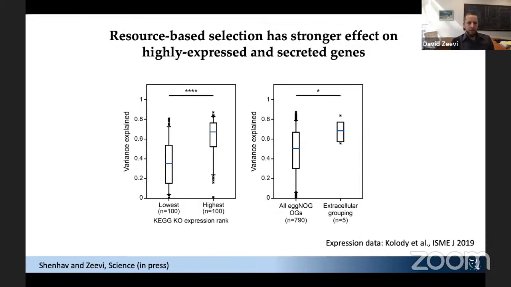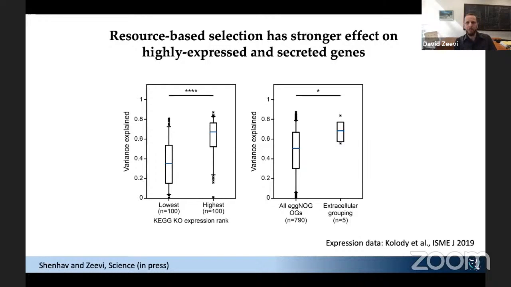We wanted to look into a different set of genes altogether, and we looked at secreted genes. Now, in these genes, it doesn't really matter how many nitrogens are put into what the expression of these genes is. Any resource that's being put into these genes is thrown away from the cell. And indeed, in these genes, the variance explained by the environment is significantly higher than all other genes.